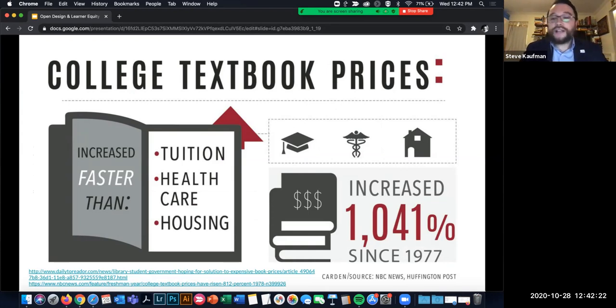Okay, so we know actually it's 1,041% since 1971, and it's outpaced the cost of healthcare and housing, which is crazy. And you think in light of COVID that the cost of healthcare is dramatically increasing, cost of food. But yeah, it's crazy. I'm looking at the chat right now.